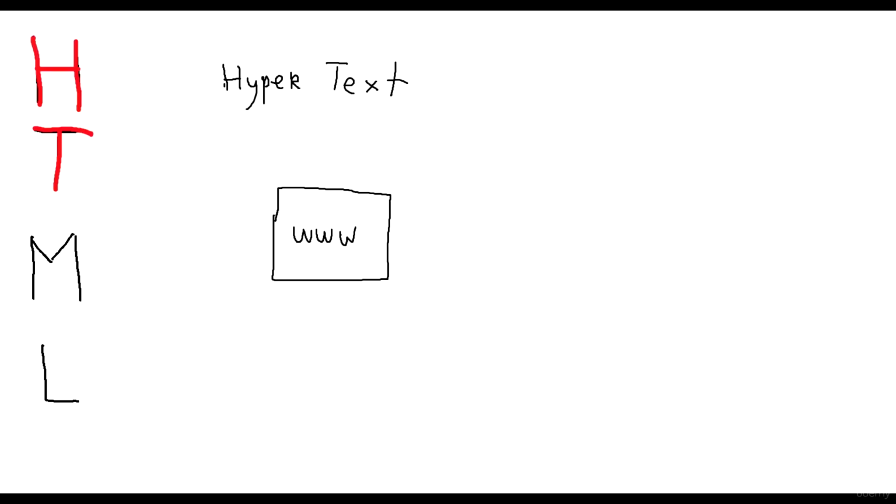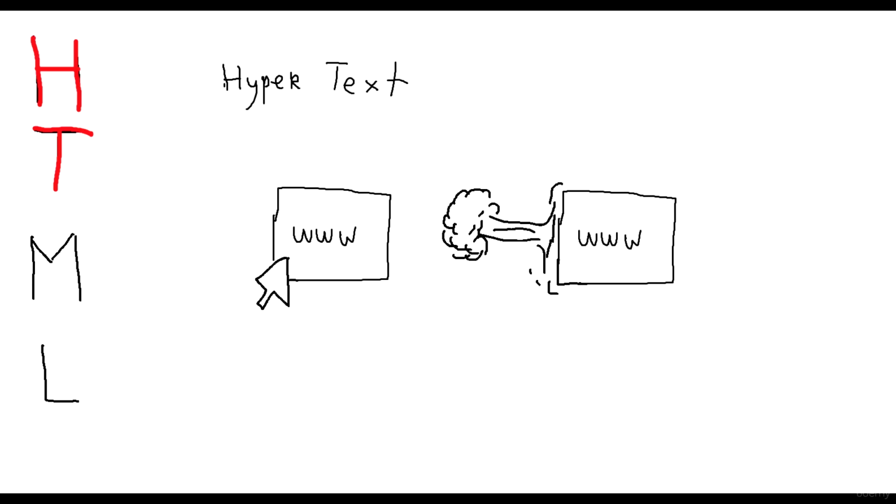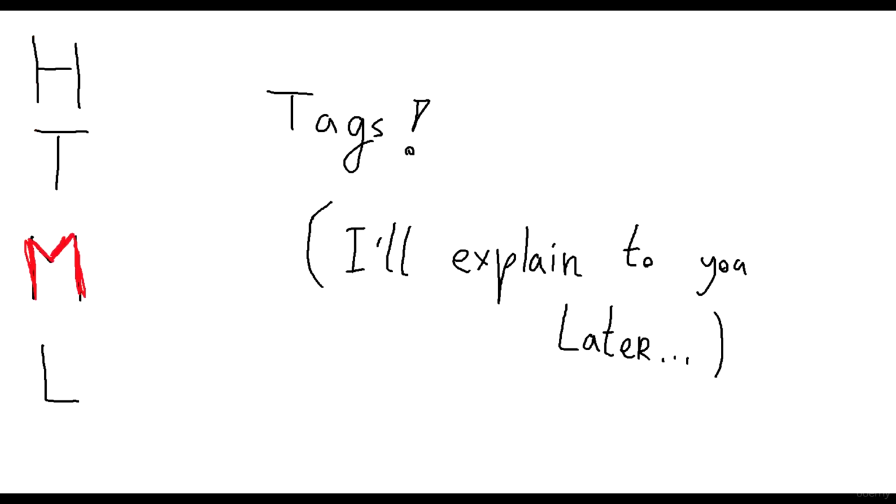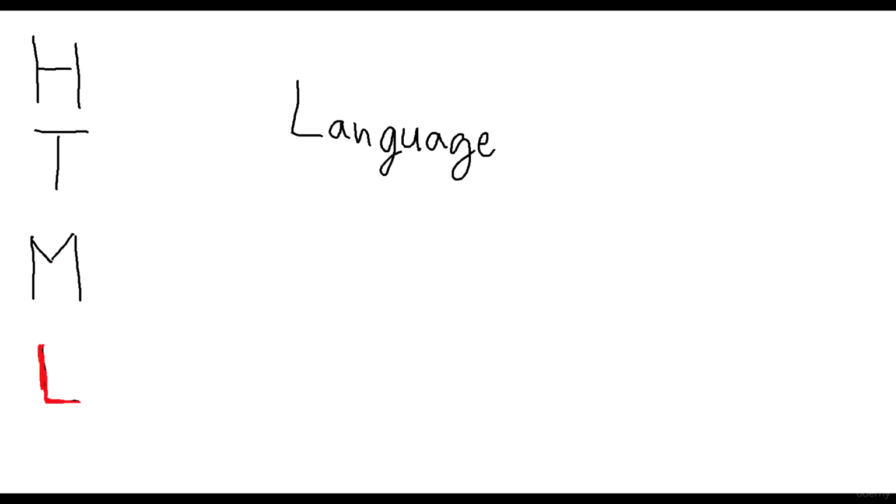Let's break it down. Hypertext is the method by which you move around on the web. You click on one link, and then in some sort of magic you go to another page, and so on and so forth. Markup is for HTML tags. Tags are what the language of HTML is made of. Don't worry, I'll explain to you later in this course what a tag is. Language, well, HTML is indeed a language that our beloved browsers understand.